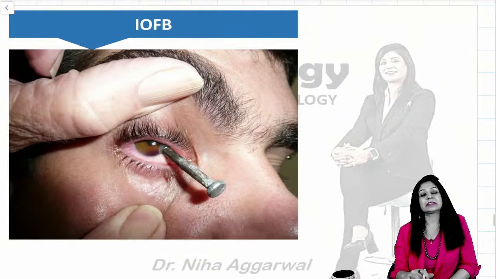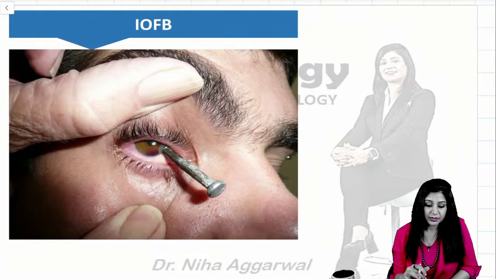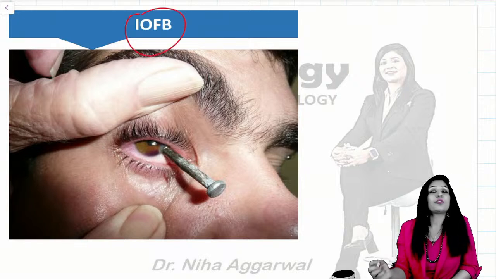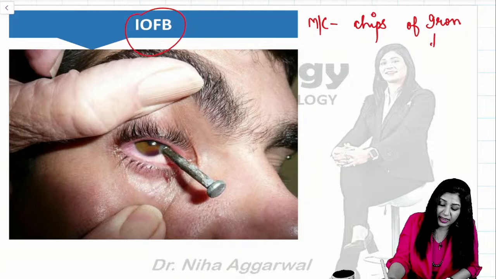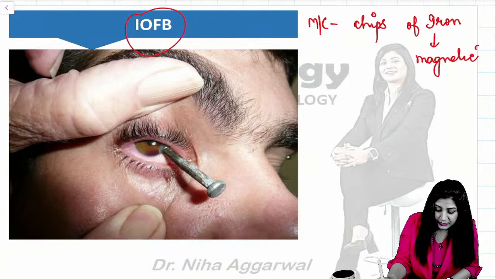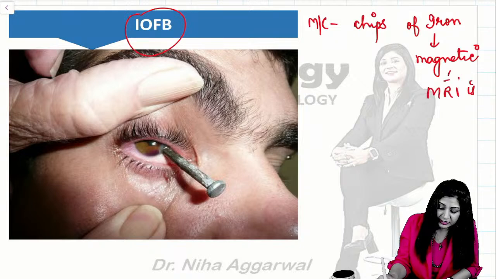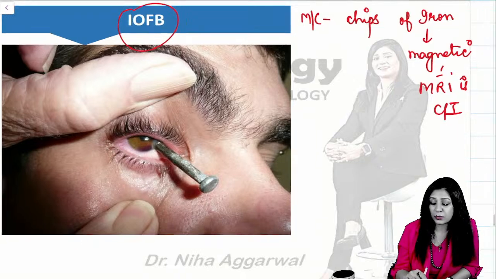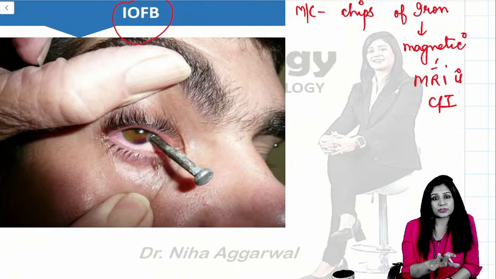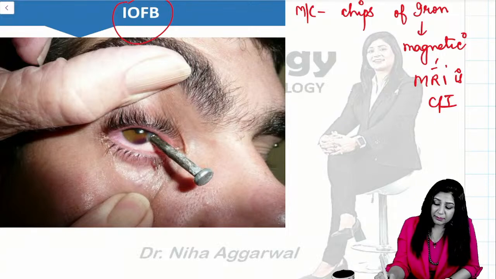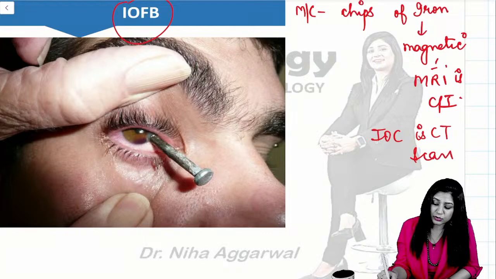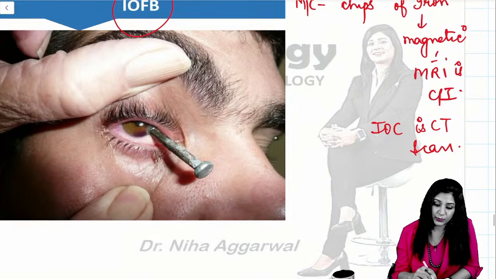Then if you are getting this kind of picture, right? So this is an intraocular foreign body, and most commonly it is chips of iron, and iron is magnetic. Therefore, MRI is contraindicated. So this is also a very important PYQ. Like retinoblastoma, it is just the opposite. There, MRI was the investigation of choice, and CT was contraindicated. Here, MRI is contraindicated, and the investigation of choice is the CT scan for the localization of the foreign body. This is also a PYQ question, right?